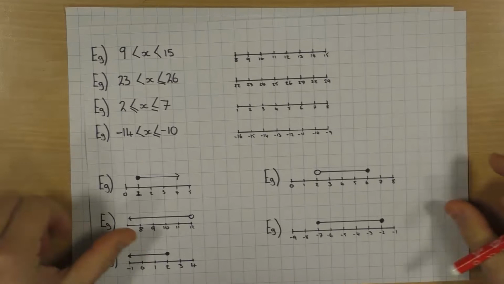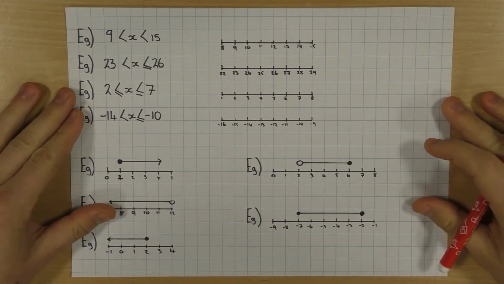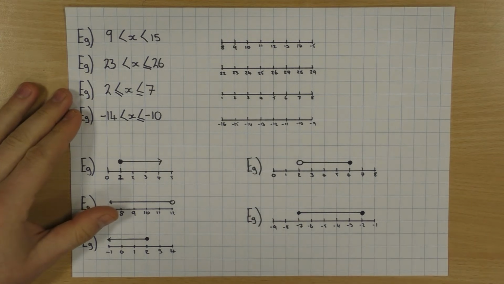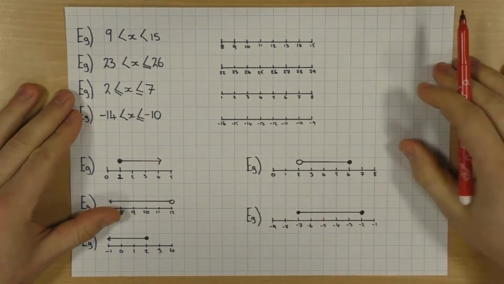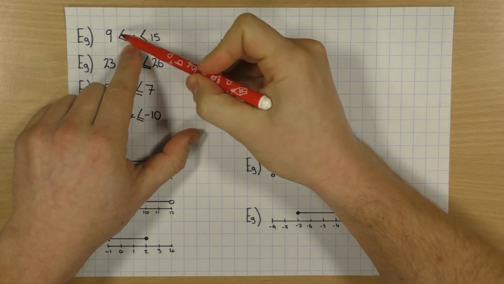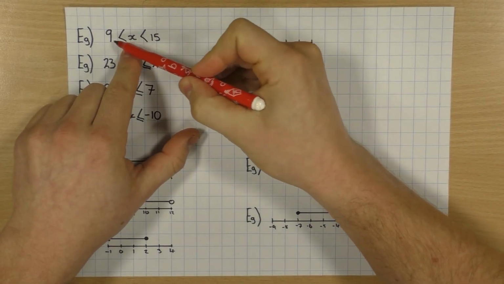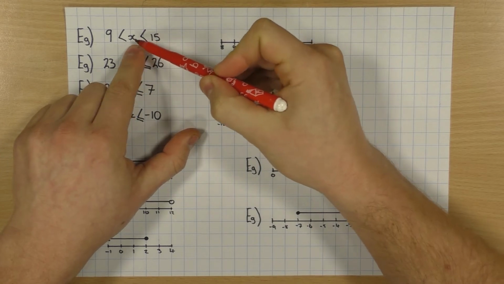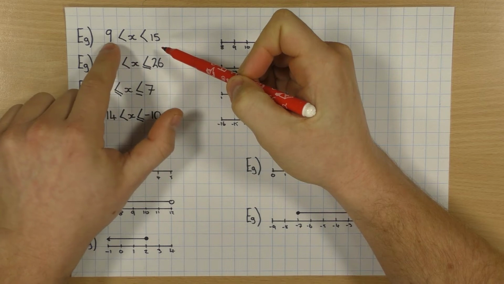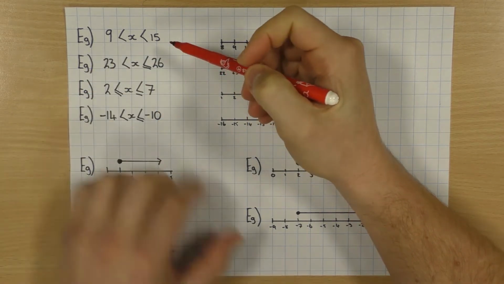Let's get my next sheet. Okay, so you could have something that looks a bit like this. So this time we've got 2 inequalities. But don't let that put you off, because all they're saying is that we're pointing at 9, so x is bigger than 9, but then this inequality here is pointing at x, so x is less than 15. So x is bigger than 9, but less than 15.